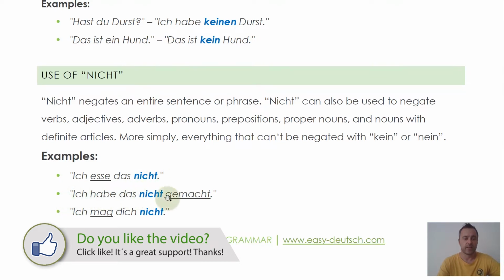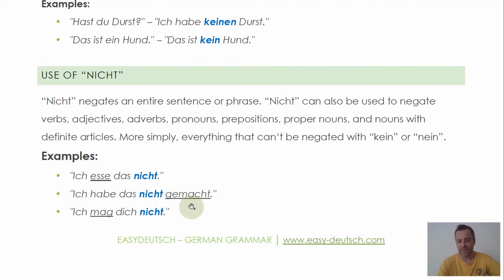Ich habe das nicht gemacht. I didn't do that. Ich mag dich nicht. I don't like you. This is nicht. So it's pretty much the "not" in English.